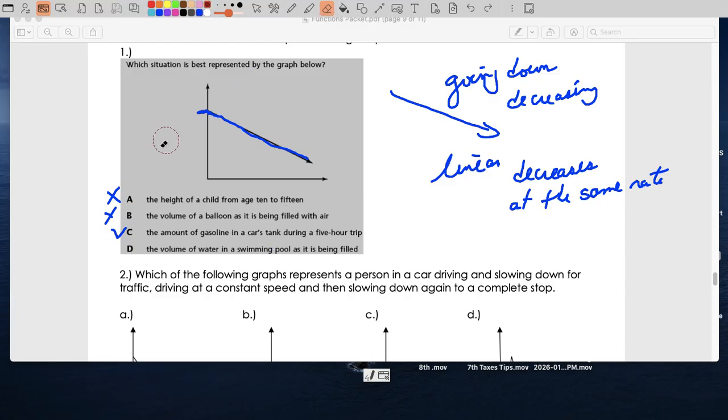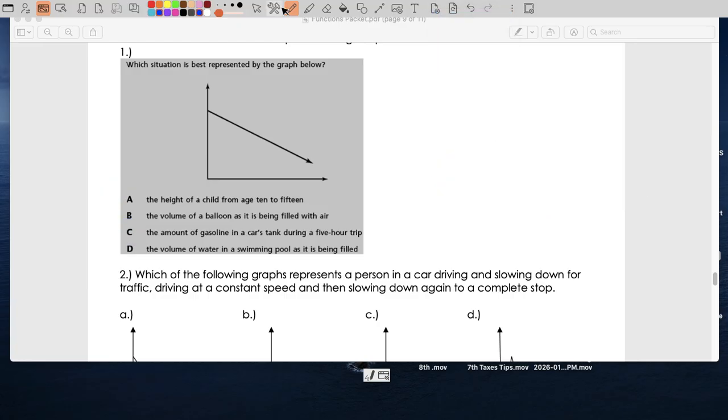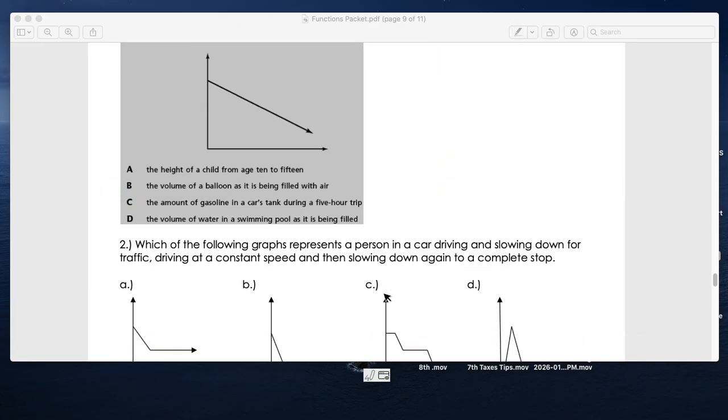The volume of water in the swimming pool as it's being filled. Oh, obviously not. So a swimming pool normally, if you're filling it from empty, it should be looking like this, right? Which is definitely not the case. It's being filled. It should have been increasing. This is definitely not. So C is the only right choice. And what do we have here?